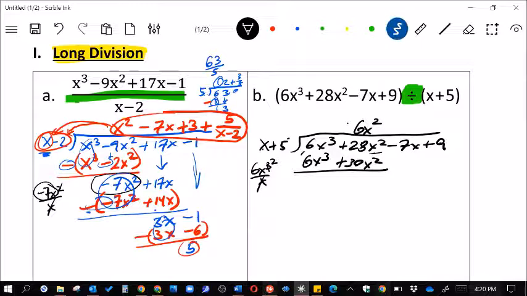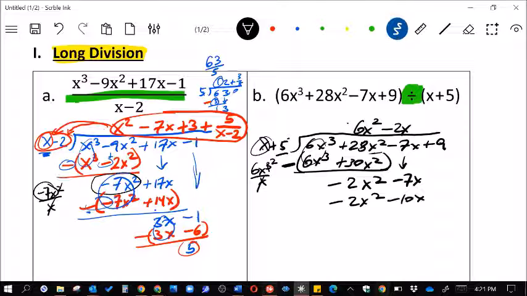And now at this point, I'm going to subtract. So that becomes 0, but then it's 28 take away 30, so it's negative 2x squared. And then I'll bring down that to make negative 7x. Now I want to change x into negative 2x squared, so that means I need to multiply by negative 2x. Negative 2x times x is negative 2x squared. And then I also have to multiply it to the 5. So I get negative 2x squared here, but then I get negative 10x there. Perfectly fine. We're now going to subtract it.